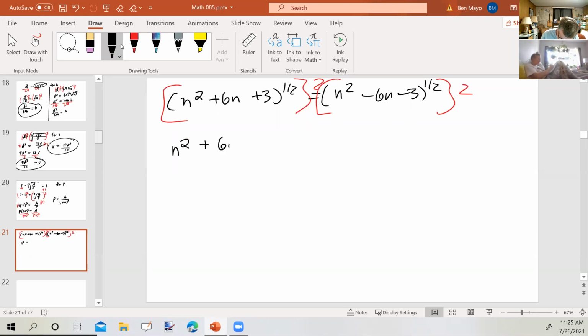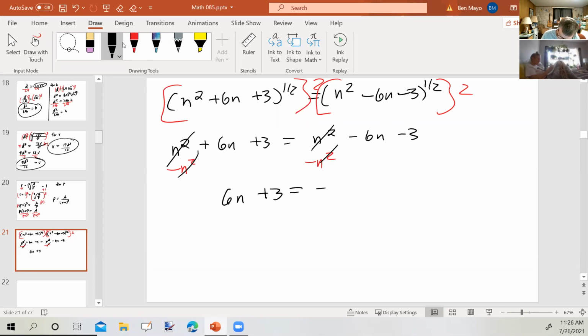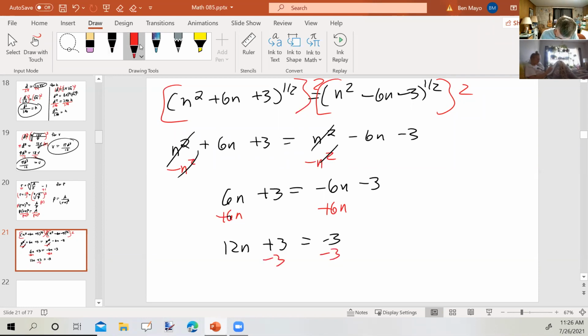We get n squared plus 6n plus 3 equals n squared minus 6n minus 3. Well, to solve for n, oh, look, if we subtract n squared from both sides of the equation, it disappears. It's a good thing. Otherwise, we'd have to use tools that we haven't learned yet. But we will be learning them in the next chapter. Okay. Now, to solve for n, I'm going to add 6n to both sides of the equation. So I get 12n plus 3 equals negative 3. I'll subtract 3 from both sides. 12n equals negative 6. Divide by 12, n equals negative 1/2.